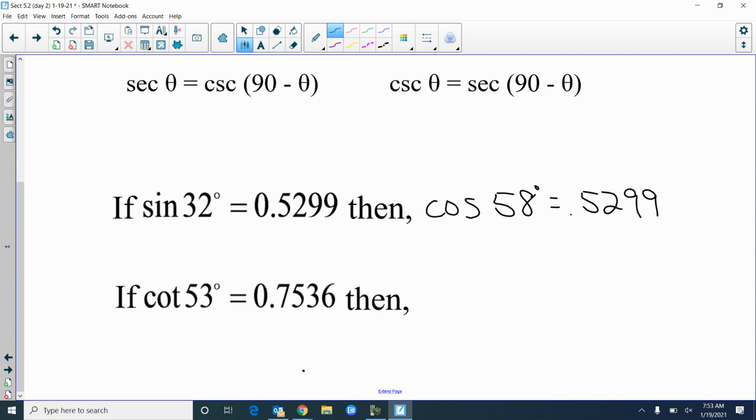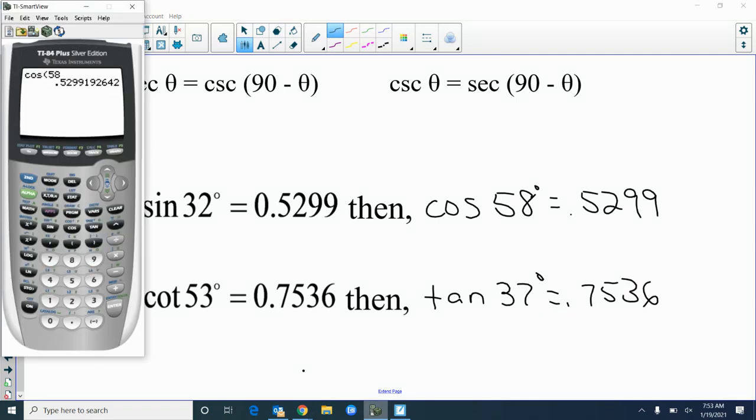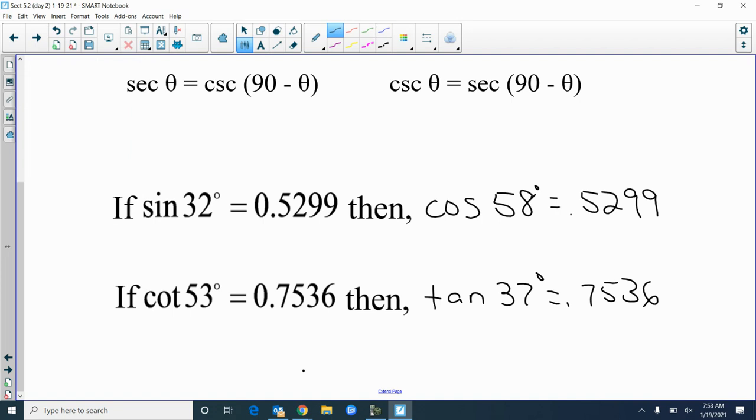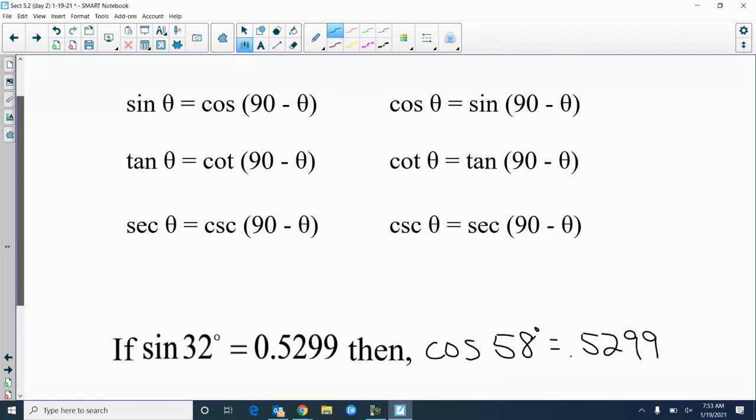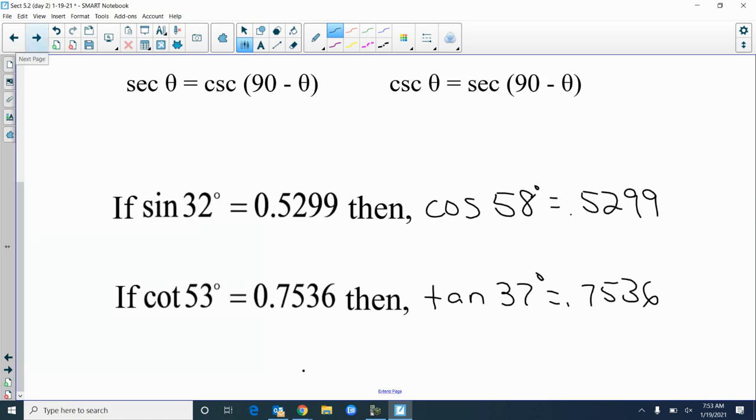If cotangent of 53 degrees equals 0.7536, then what has to be true? Then the tangent of 90 minus that, which is what, 37, equals 0.7536. So tangent of 37 is 0.7536. Okay, so that's going to be true with these co-function identities. Secant and cosecant, tangent and cotangent, sine and cosine, always going to equal the complement.